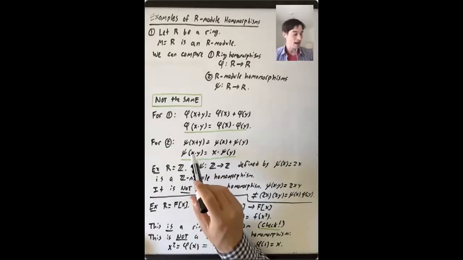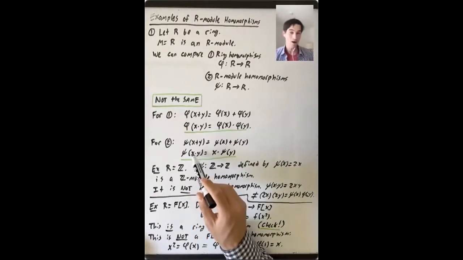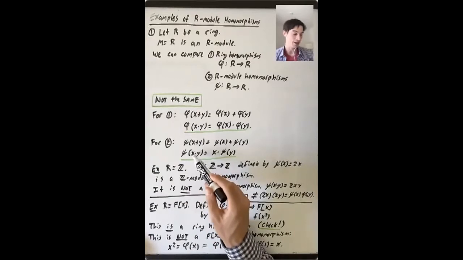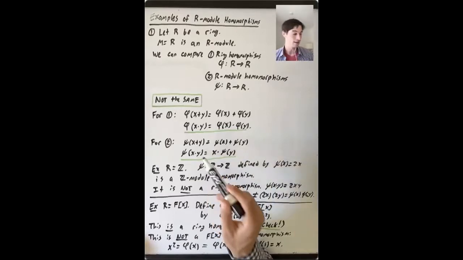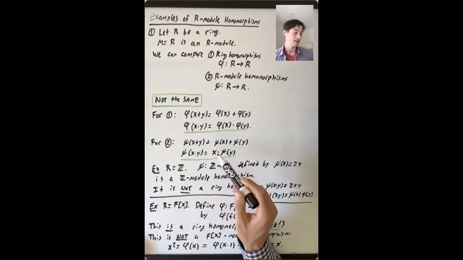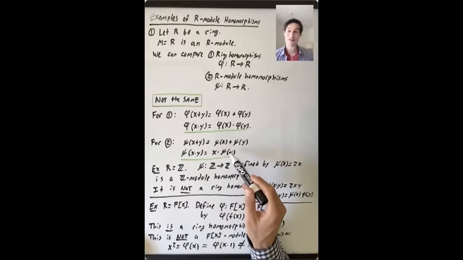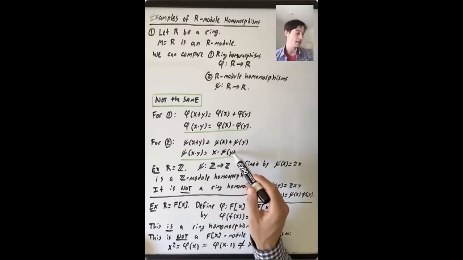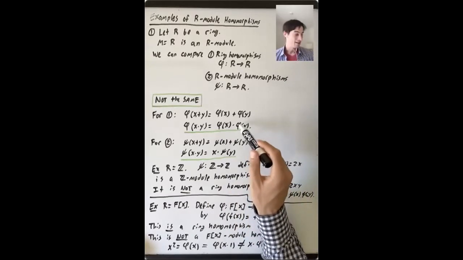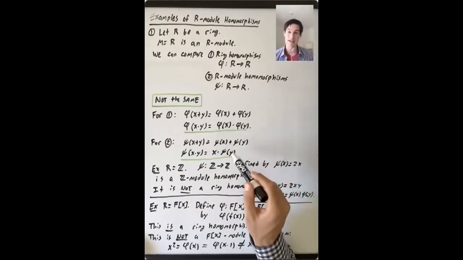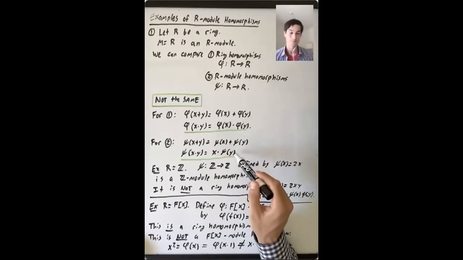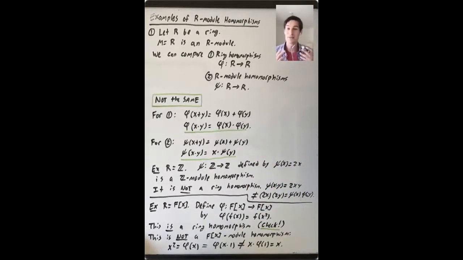But psi of x dot y, where now this is representing the action of x on the module element y, for this to be an R module homomorphism, this has to be the action of x on the module element psi of y. So it has to be x dot psi of y. Okay, these conditions don't look the same. These are not the same condition. So let's give some examples.